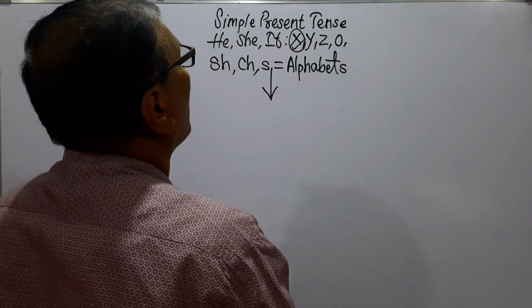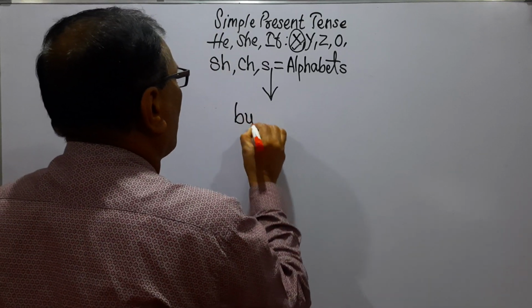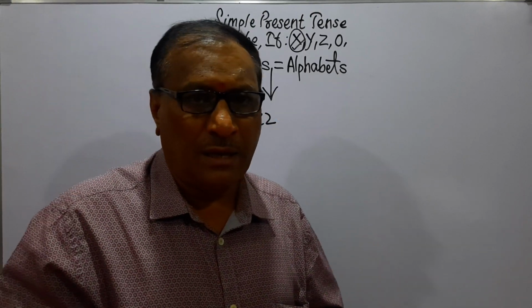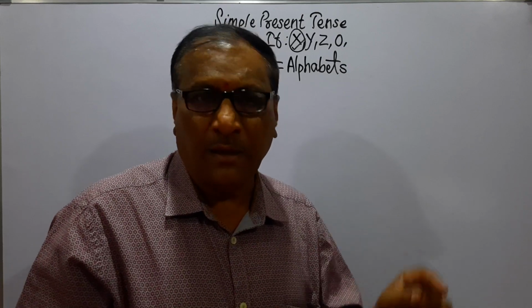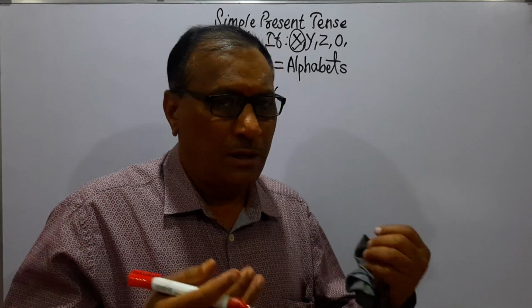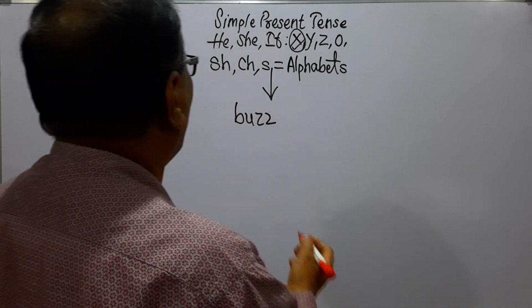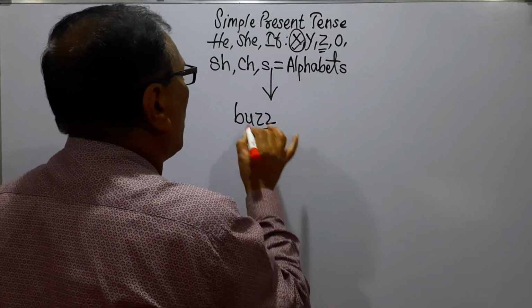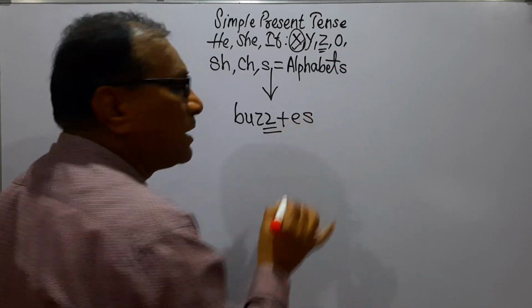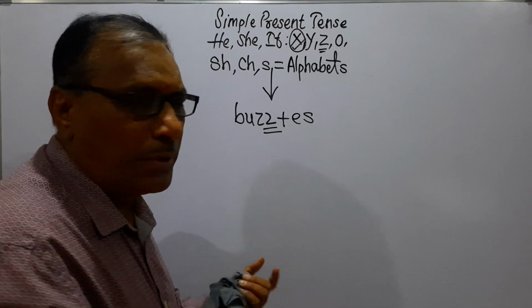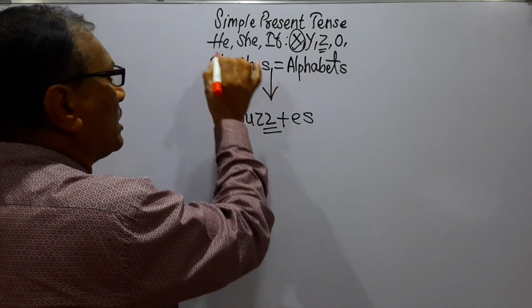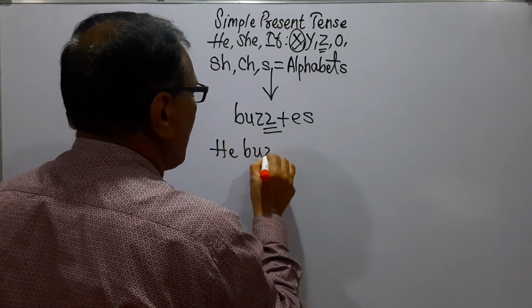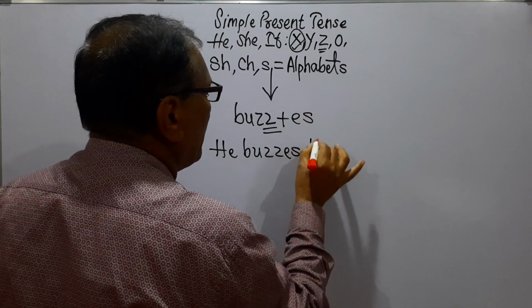Now, the next verb is buzz. Remember, buzz is the verb which shows the voice, buzzing. So, buzz has Z at the end of the verb. So there will be the ES suffix at the end of the verb when the subjects are he, she, it. So, he buzzes. He buzzes there.